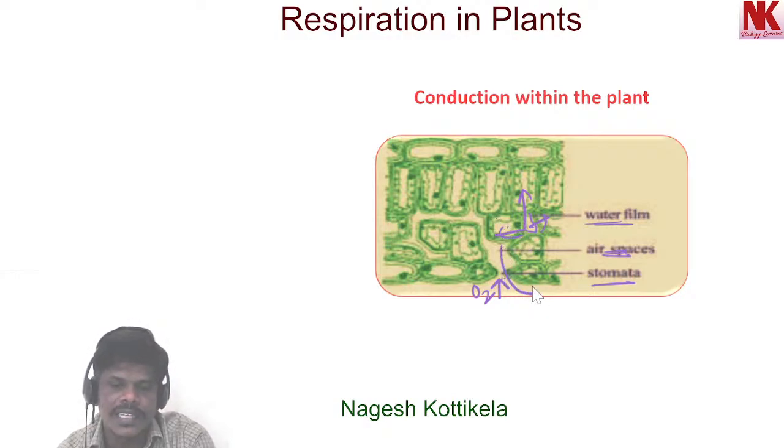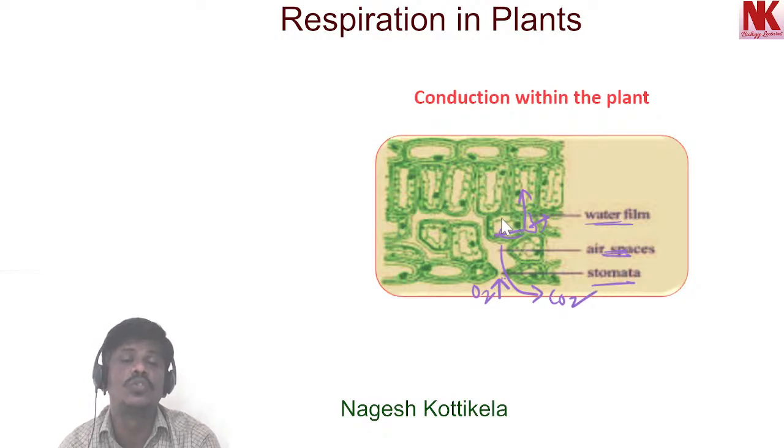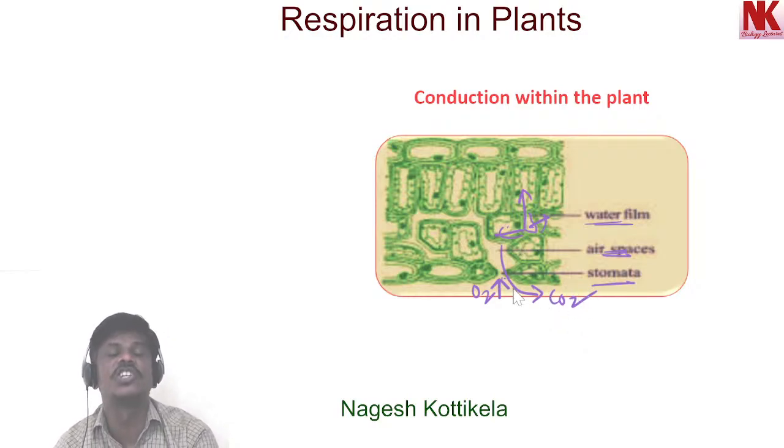That carbon dioxide is released like this. First of all, it comes out from the cell into the air space. From the air space through the stomatal pore, it is coming out into the air which is outside the leaf. So this is how the gaseous exchange takes place. Oxygen is utilized in the cells, carbon dioxide is released out of the cells. This is the gaseous exchange process.